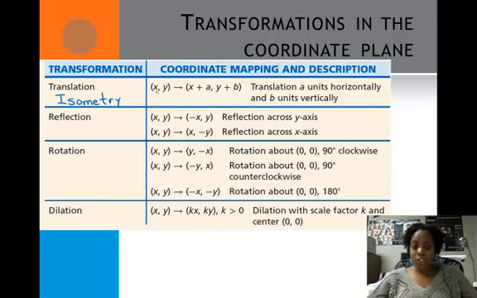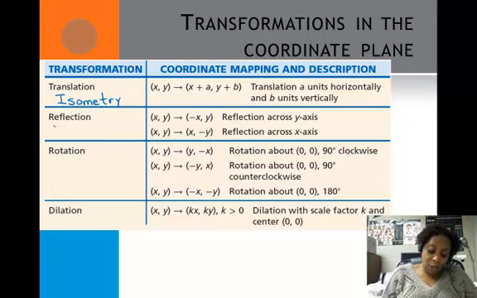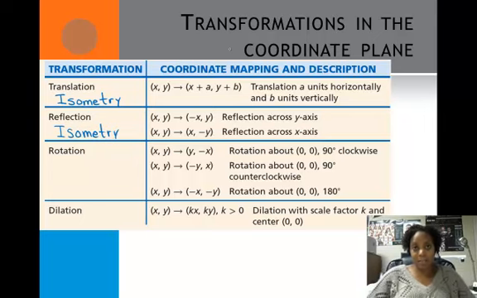Here we look at notation. If you take any point x, y, you add one number to the x coordinate, you add another number to the y coordinate, then you will have translated that figure horizontally a units and vertically b units. A reflection is also an isometry. It does not change the shape or the size of the image. So it is a rigid transformation. All the side lengths the same, area the same, all of that.